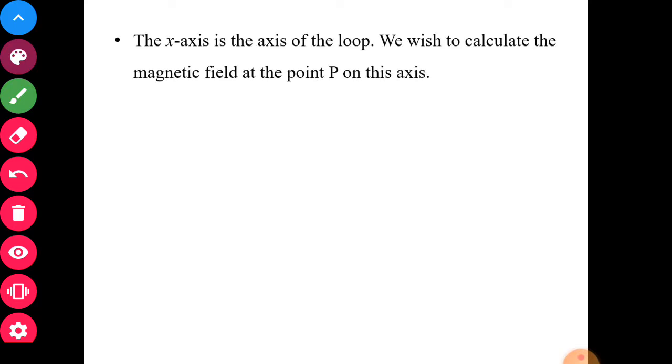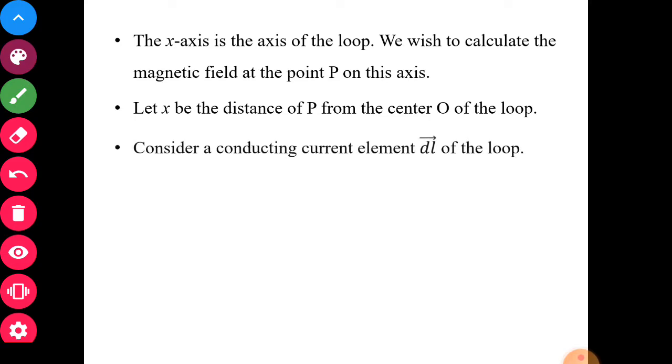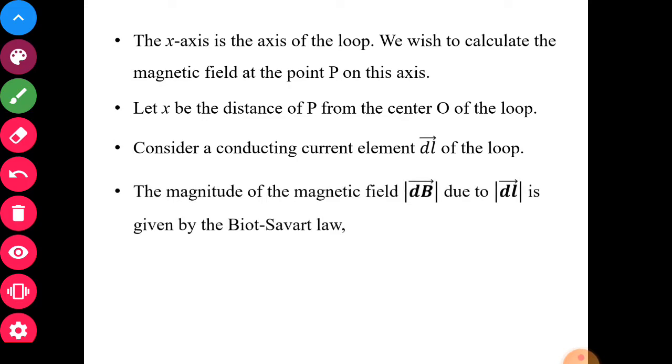So the loop is placed in YZ plane with its center on the origin O, and the radius of the loop is R. The x-axis is the axis of the loop, and we want to calculate the magnetic field at point P on the axis, at distance x from the center of the loop, which is on the origin. Now we consider a current element dl of the loop, and the magnetic field dB produced by this dl is given by Biot-Savart's law.